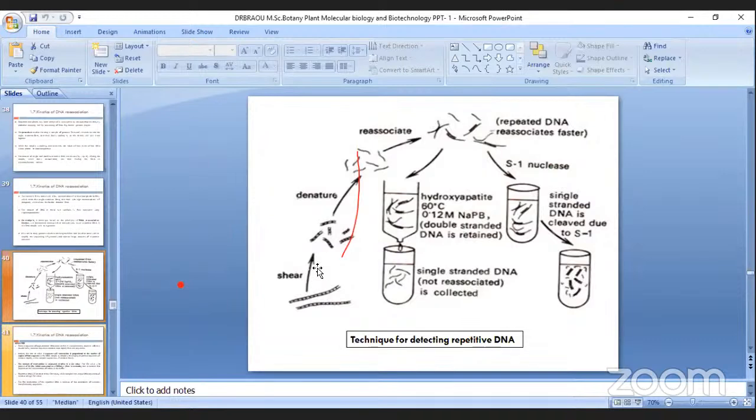So here you shear it, you heat it, you denature it, and then reassociation occurs by slow cooling. You can see some single and double strands. And then you pass it onto this column and you see single-stranded DNA here, and here you see double-stranded DNA. That's how you collect it and keep it under the spectrophotometer for the measurement.